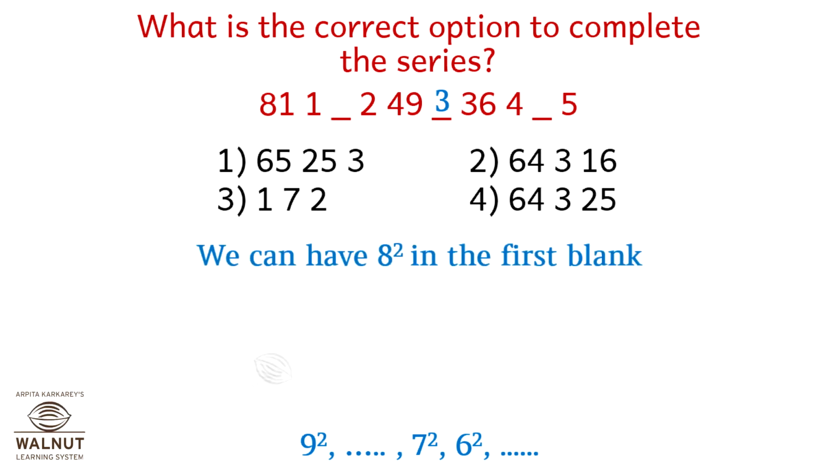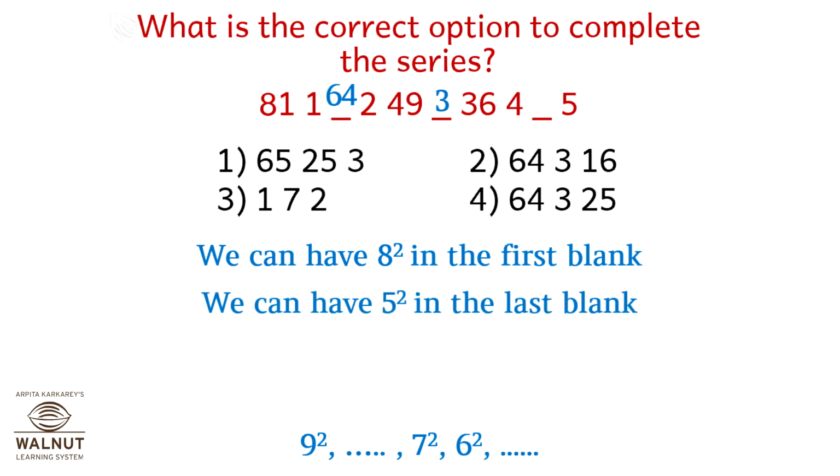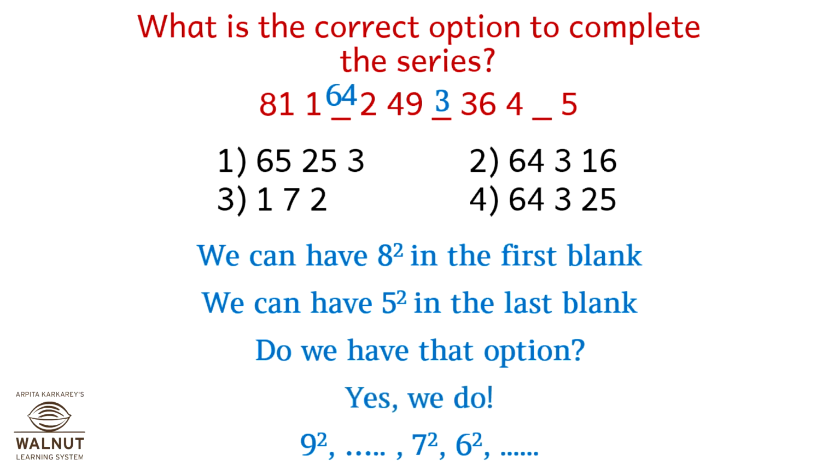We can have 8 square in the first blank. Alright. Then we can have 5 square in the last blank. Do we have that option? Yes, we do. Alright, so the correct answer is option number 4. Good job, good thinking.